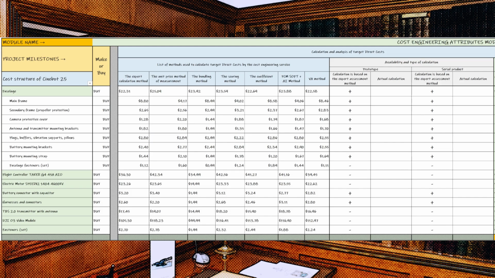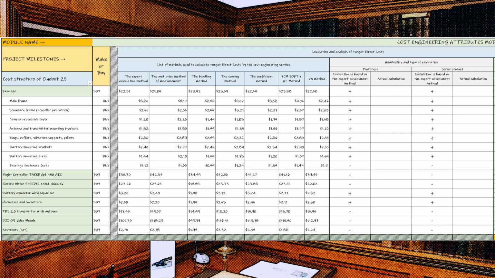Speaking of the block calculation and analysis of target direct costs, we are in fact talking about the block for calculating and analyzing target direct costs, and its sub-block called list of methods used to calculate target direct costs by the cost engineering service, availability and type of calculation, and target direct cost values for a serial product.